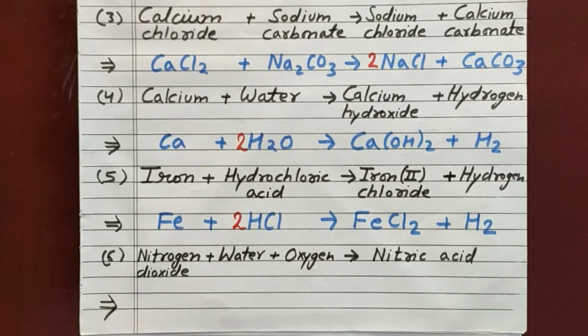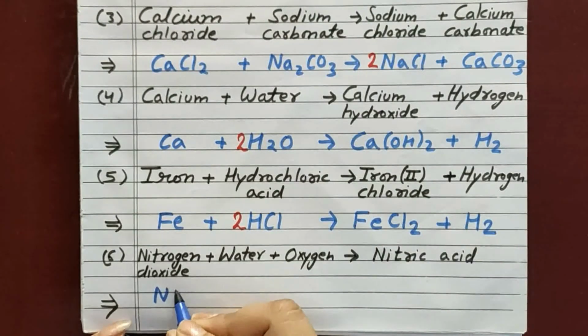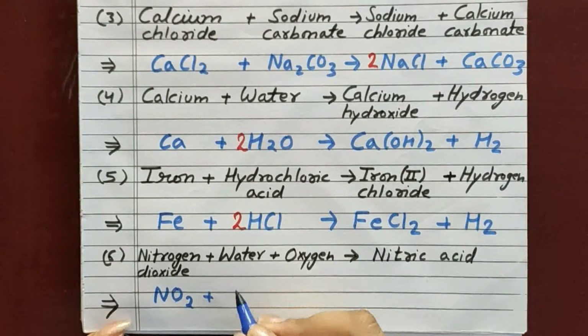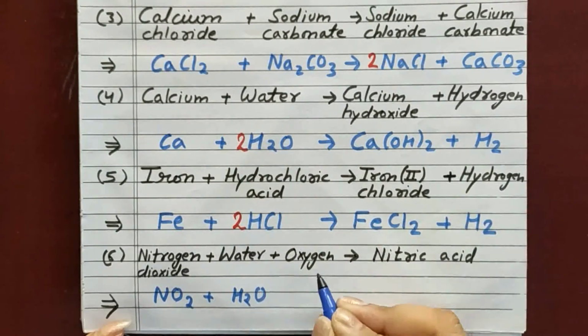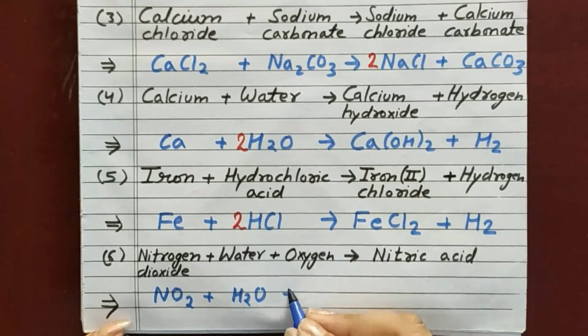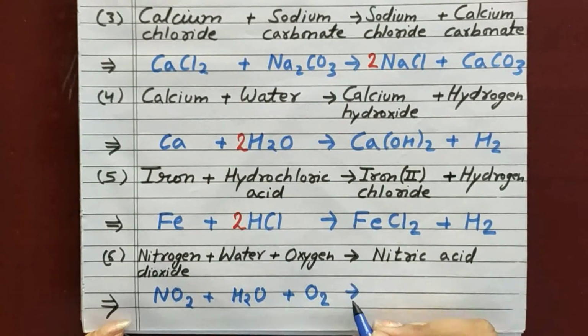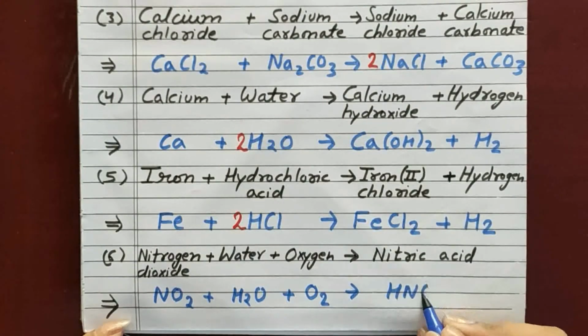The next one is nitrogen dioxide, which is NO2, plus water, H2O, reacted with oxygen, O2, giving out nitric acid, which is HNO3.